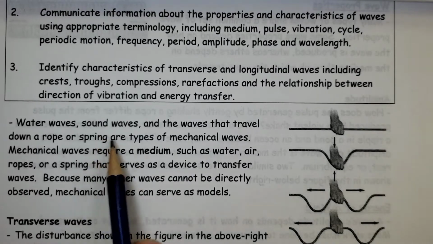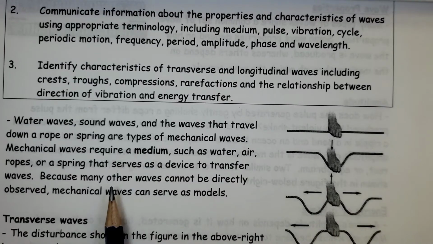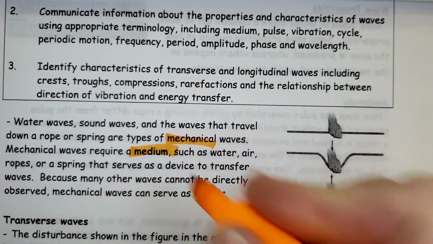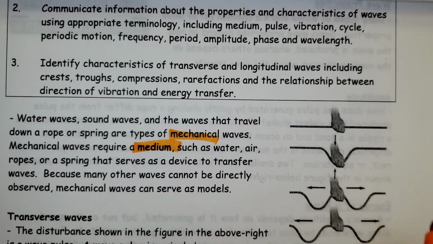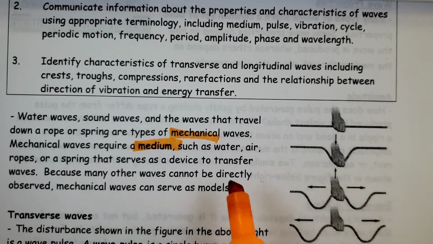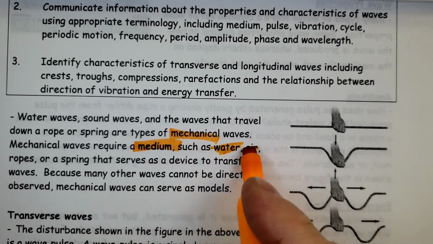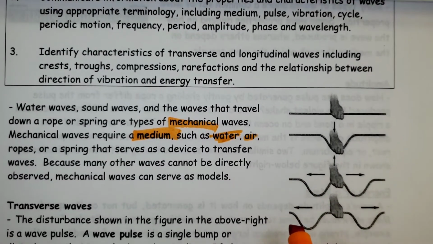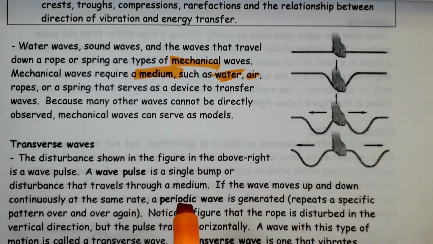So water waves, sound waves, and waves that travel on a rope or a spring are types of what we call mechanical waves. Mechanical means that they need something in order to carry the wave energy itself. So if I'm looking at a slinky wave, I need a slinky. If I'm looking at a rope wave, I need a rope. If I'm talking about a water wave, I need water. If I'm talking about an air wave, I need air. So we need something to transfer the energy in that wave. Because many other waves cannot be directly observed, mechanical waves can serve as models.